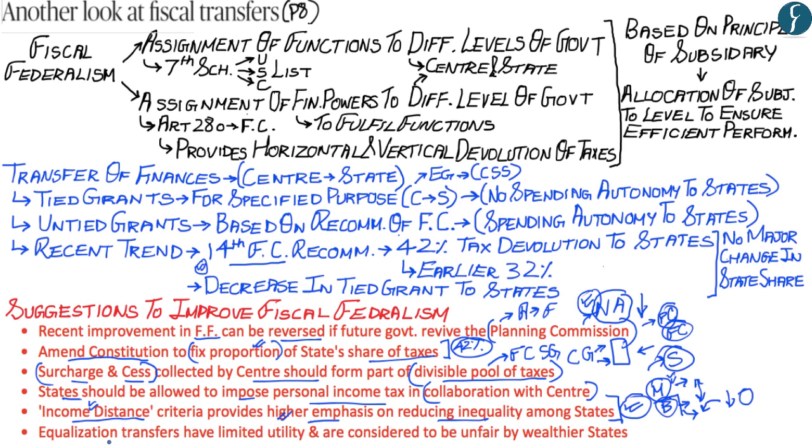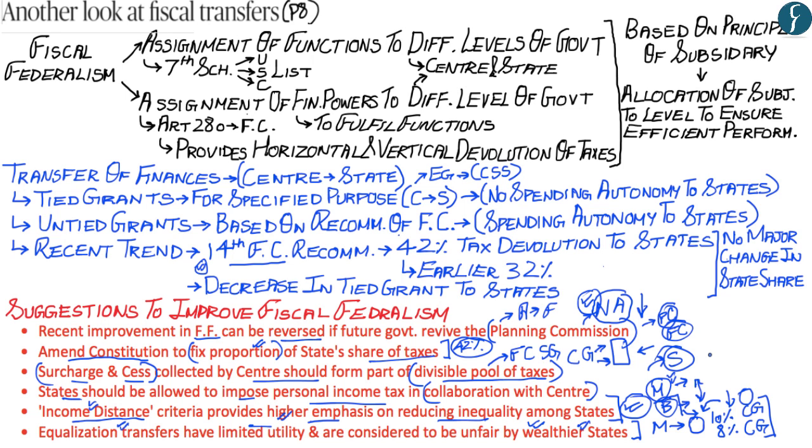Now, the sixth and the last suggestion given by C. Rangarajan sir is that equalization transfers have limited utility and are considered to be unfair by the wealthier states. Now, what this means is that Maharashtra collects the maximum amount of taxes. So let's say in proportion, it collects 10% of the taxes that is collected by the central government. However, the Maharashtra government only receives 8% of the finances in return from the central government. And this is considered unfair by the wealthier states.